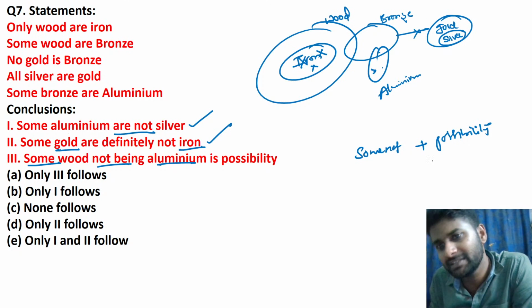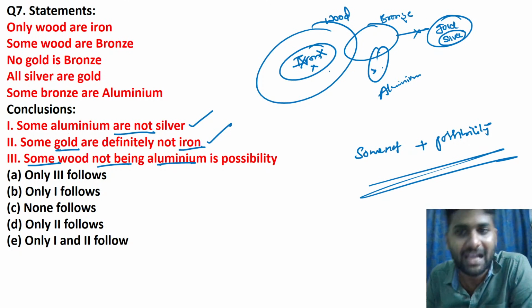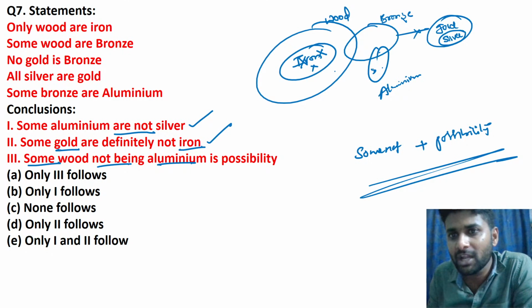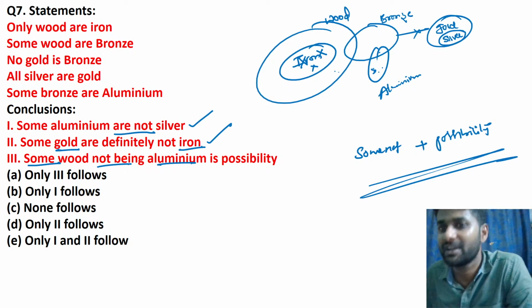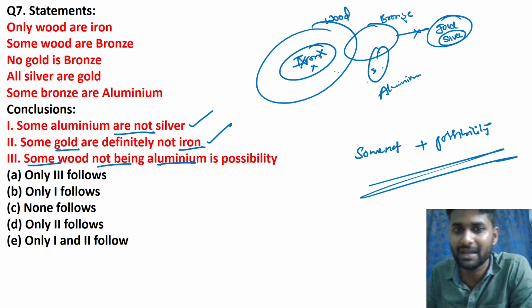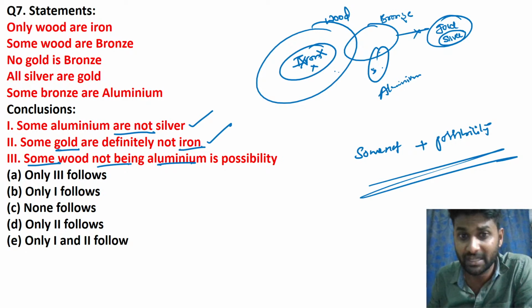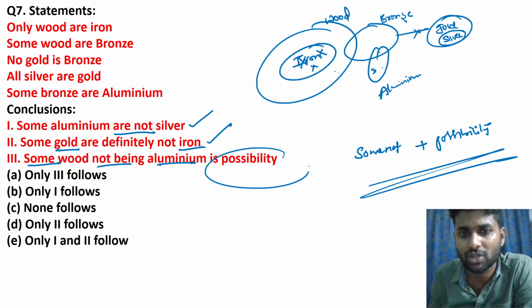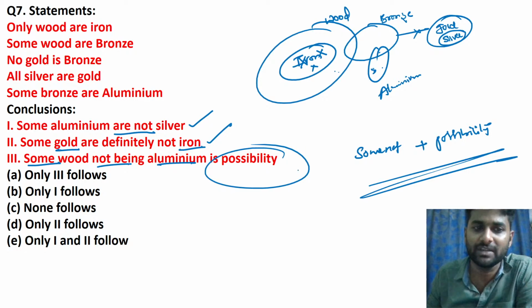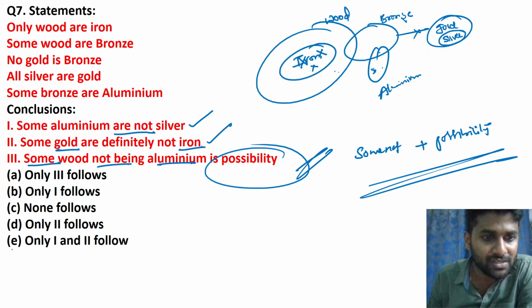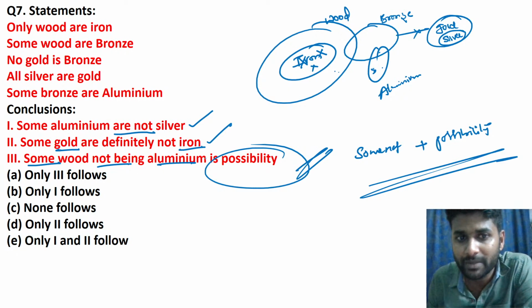Now the conclusion says that there is a chance. Why? Because between wood and aluminum there is no direct relation. So we can say it is a some-not, but still we can verify with all wood can be aluminum. Guys, if you assume any object into the other object, the conclusion is always related to the possibility. That's why all the conclusions follow. So we can say that some wood not aluminum.